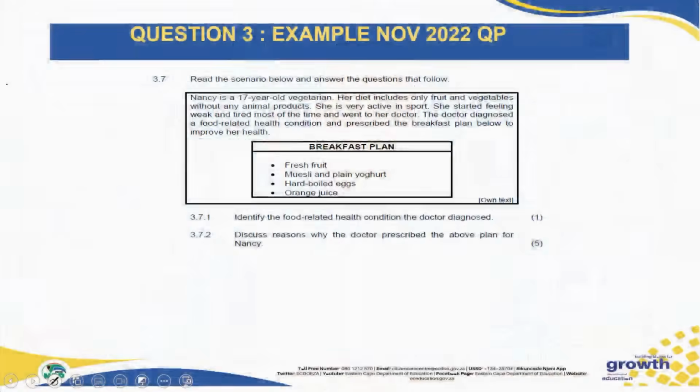Now, let us delve into an example of the November 2022 question paper. In this question paper, grade 12s, I just want to demonstrate or address how you evaluate the menu plan or how you evaluate the meal. Because according to the Chief Marker's report, this is one of the questions that are challenging for the learners.